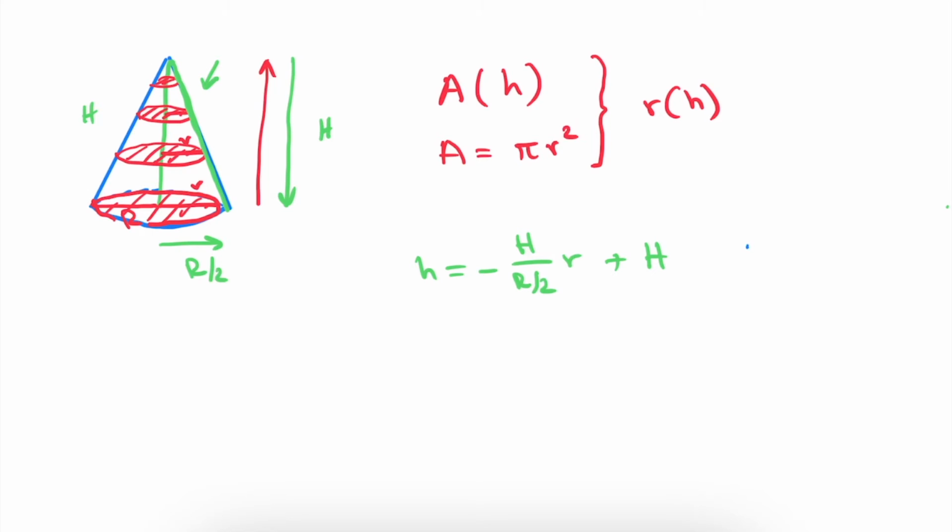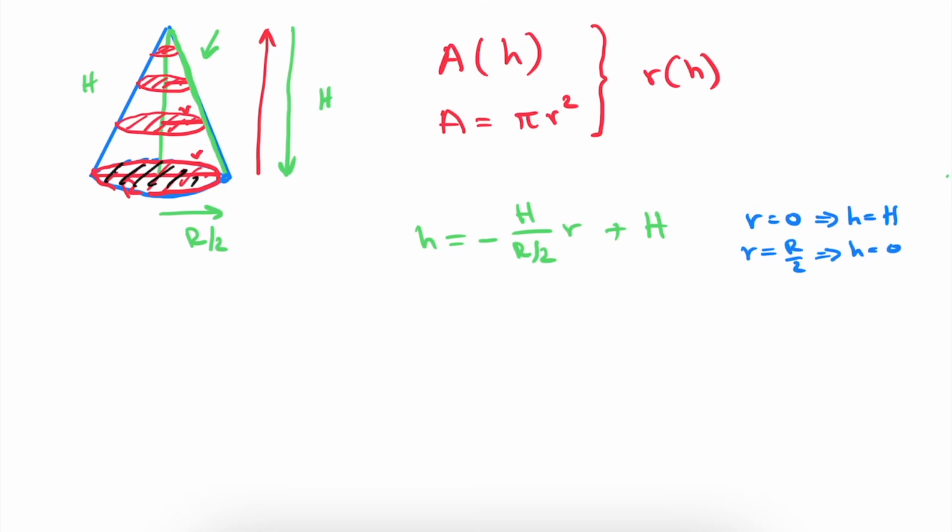Again, as a check, we see that if R is equal to 0, then H is equal to capital H, and that checks out. If R is equal to capital R over 2, which is this point, then H is indeed 0. Because if R is equal to capital R over 2, these two cancel out and we have minus H plus H, which is indeed 0. We now have H as a function of R.